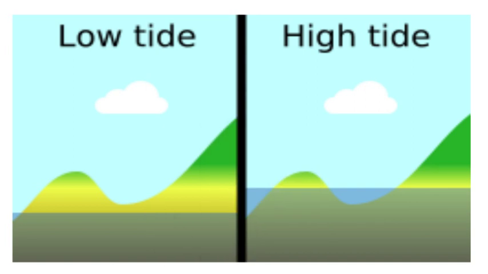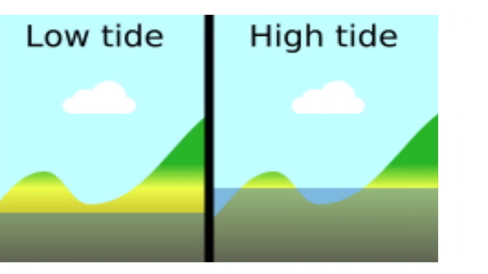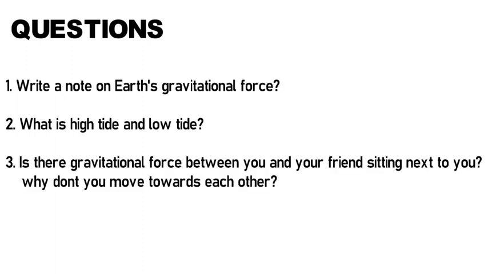So students, these high tides and low tides occur at regular intervals twice a day and they occur at different times at different places. So students, this was the concept of Earth's gravitational force, which is given in your textbook, and these are some possible questions based on this concept.